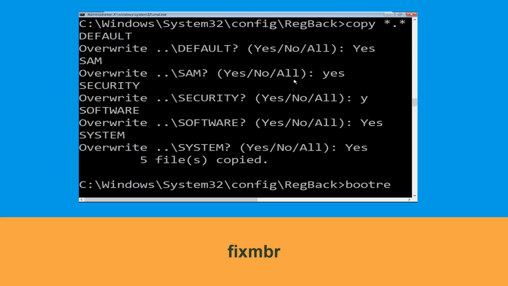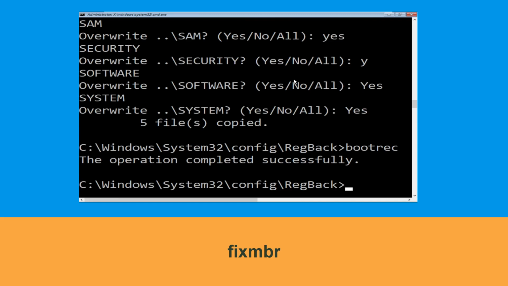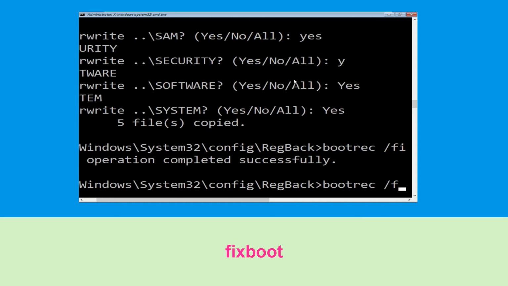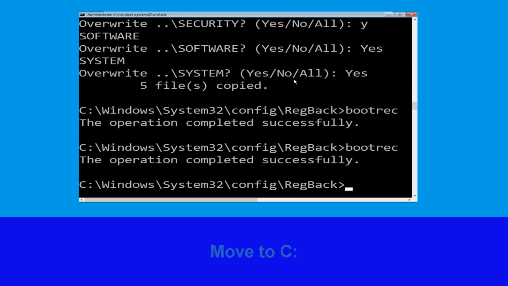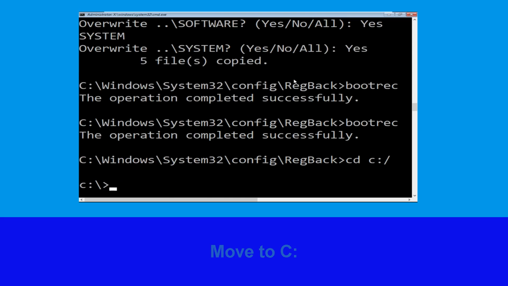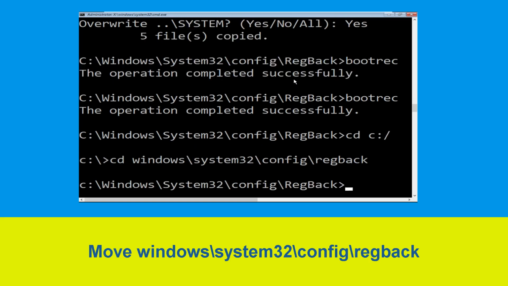Now type bootrec /fixmbr and hit enter to execute the command. Now type in bootrec /fixboot and simply hit enter to execute the command. Now type in cd c:\ and simply hit enter to execute the command. Now type this command cd windows\system32\config\regback and simply hit enter to execute the command.